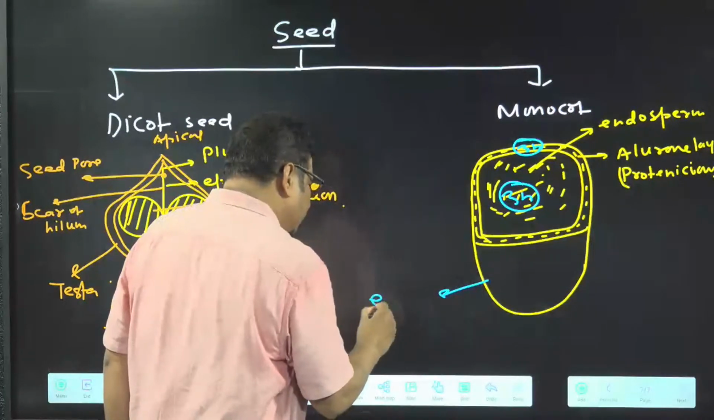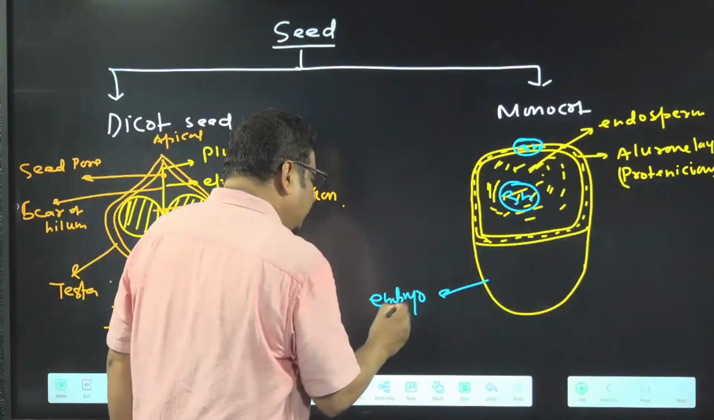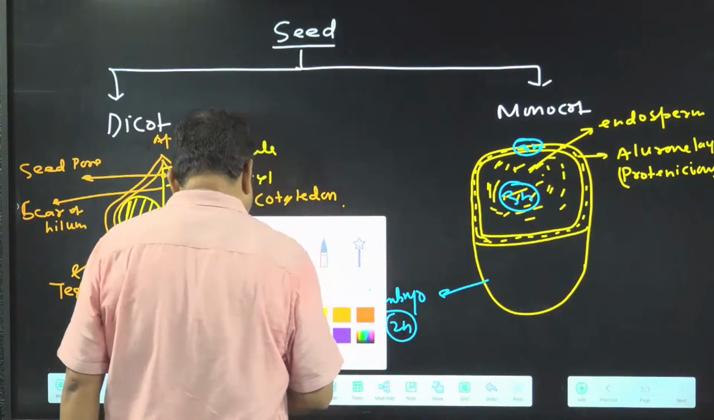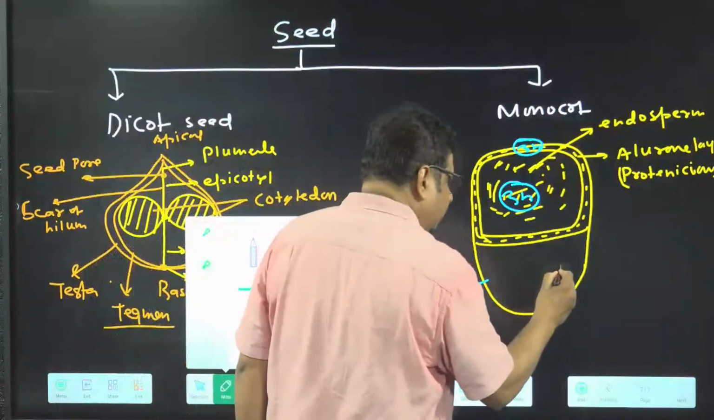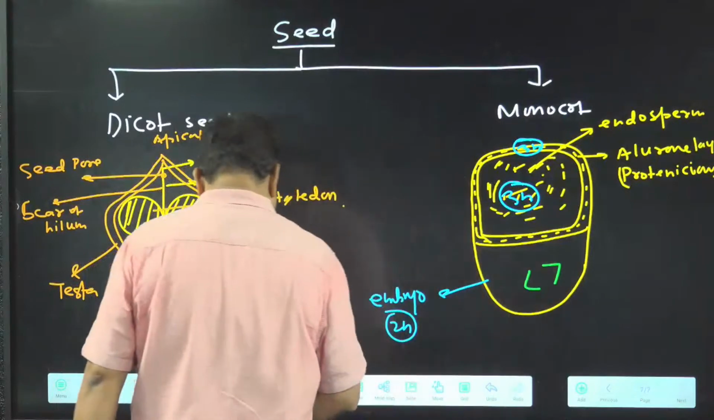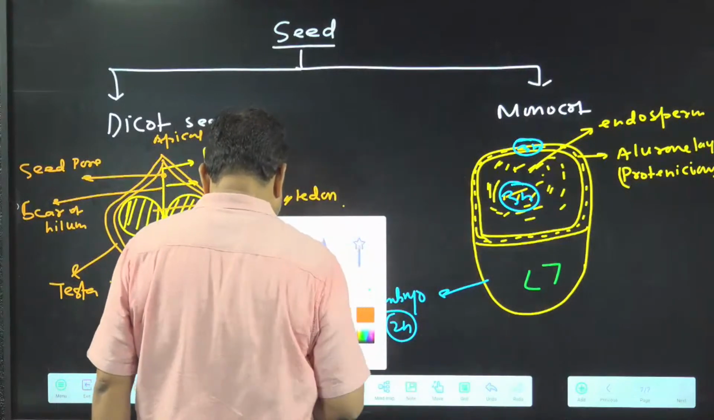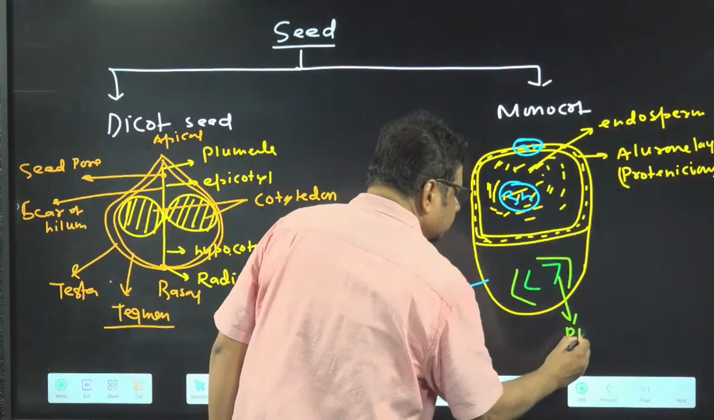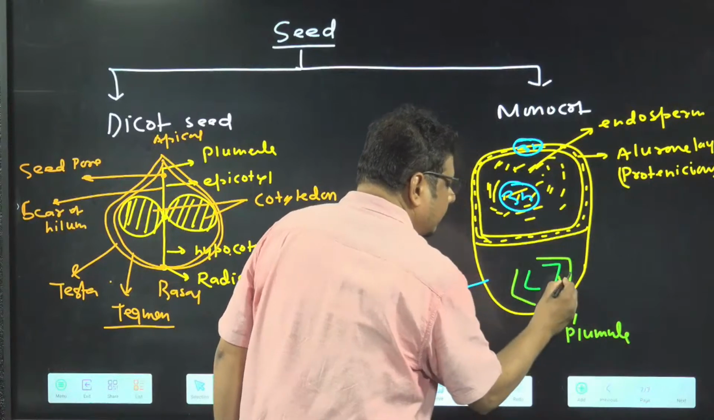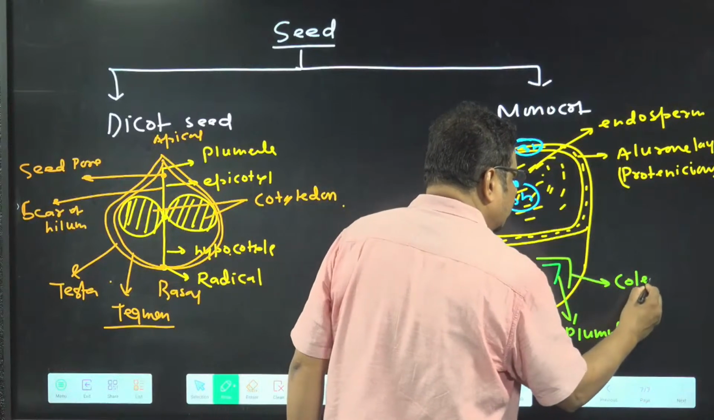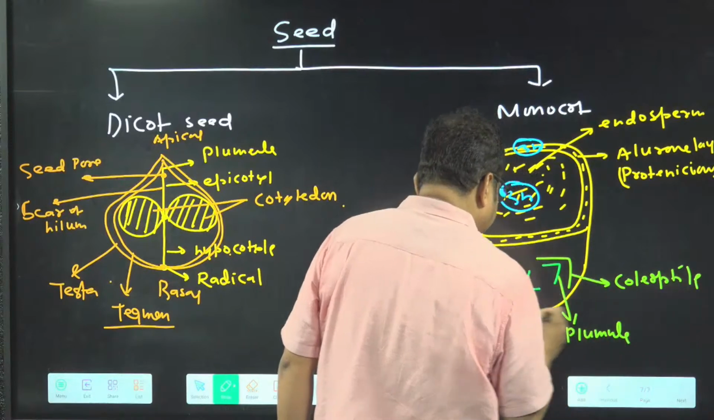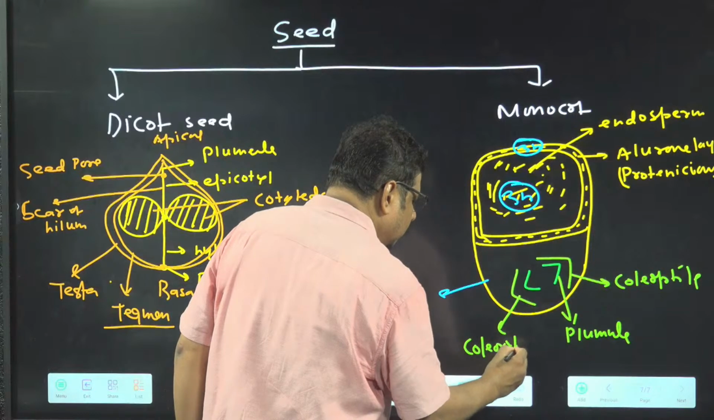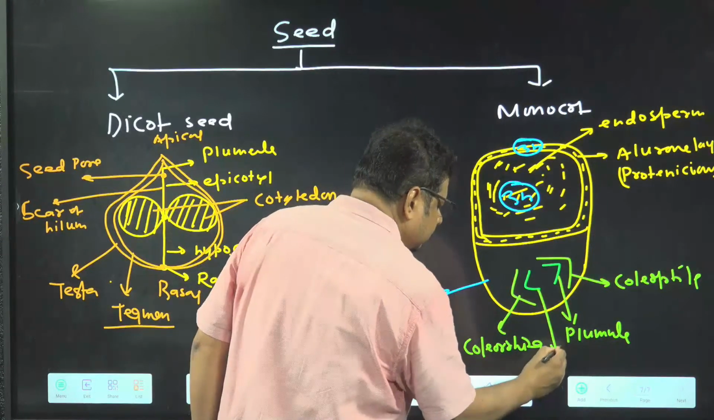Here who is there? Embryo. And everywhere in the embryo, ploidy is which one? 2N. So in the embryo, what am I drawing? Here it is plumule. It is the protective covering of the plumule. It is coleoptile. Here it is what basically? Coleorhiza. It is a covering of the radicle, and this is the radicle.